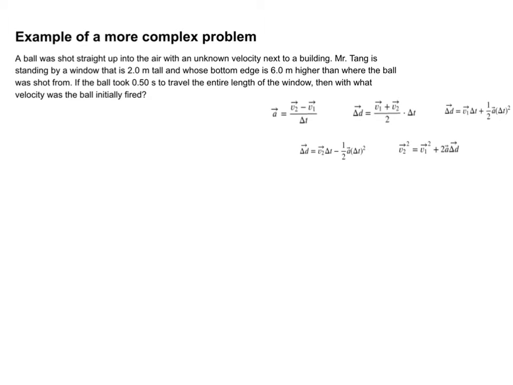All right, so this is going to be a more complex problem here. A ball was shot straight up into the air with an unknown velocity next to a building. Mr. Tang is standing by a window that is 2 meters tall and whose bottom edge is 6 meters higher than where the ball was shot from. If the ball took 0.50 seconds to travel the entire length of the window, then with what velocity was the ball fired? Okay, let me try to draw out what I mean here.